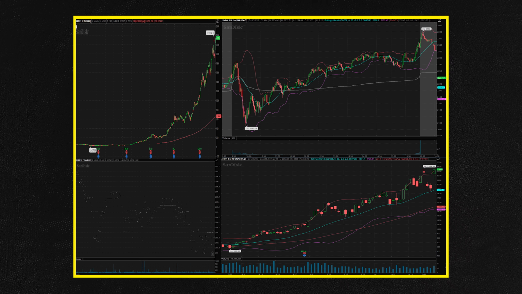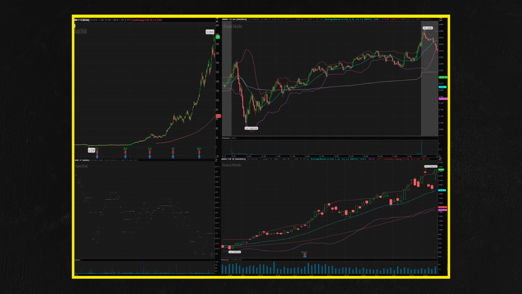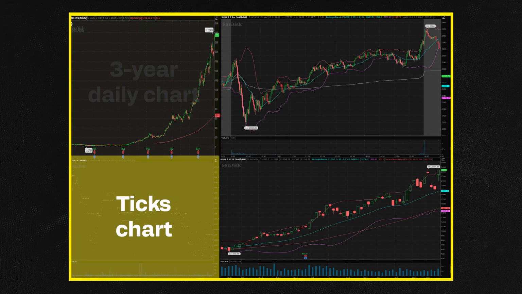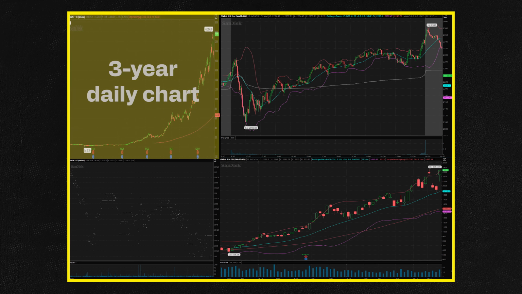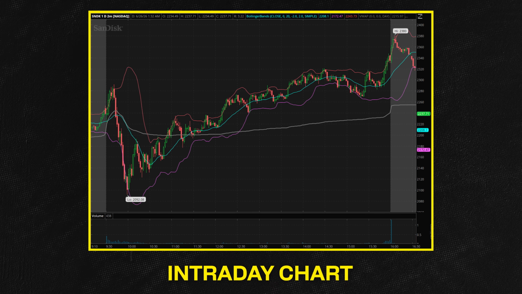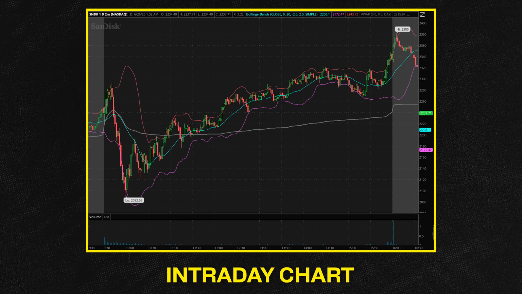So here's the layout. At all times, I basically have 4 charts on my screen. In order of importance: a 2-minute intraday chart, a 3-month daily chart, a ticks chart, and a 3-year long-term daily chart. As an intraday trader, the intraday chart is by far the most important to me. This is where almost all of my actual trading decisions are made.